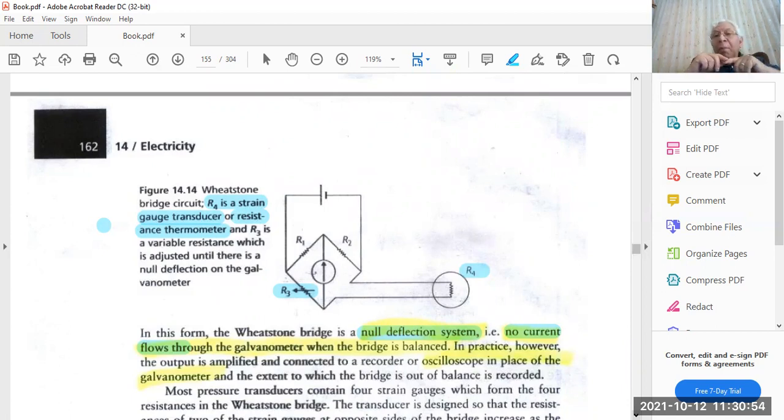This is the normal, as long as R1 over R2 equals R3 over R4. Suppose we want to measure the resistance of a subject. I put it on R4.